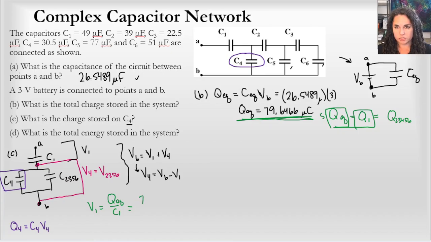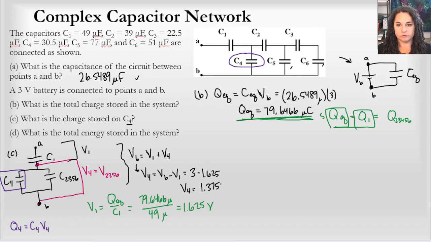So Q equivalent is 79.6466 microcoulombs. C1 is 49 microfarads. And when you run this through your calculator, what I'm seeing in my notes is you get 1.625 volts. Not too bad when you run that through. Yeah, that seems right. Now that we have that, we can find V4. V4, I'm going to note, is 3 volts from the battery minus that 1.625 volts that I just found.